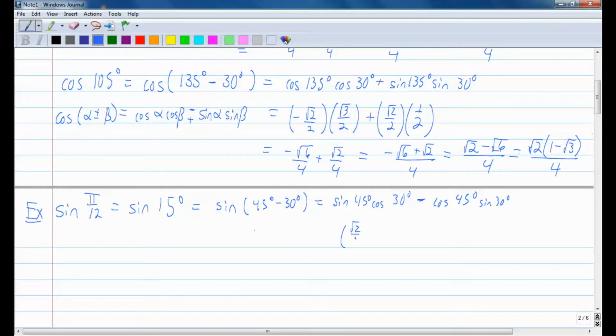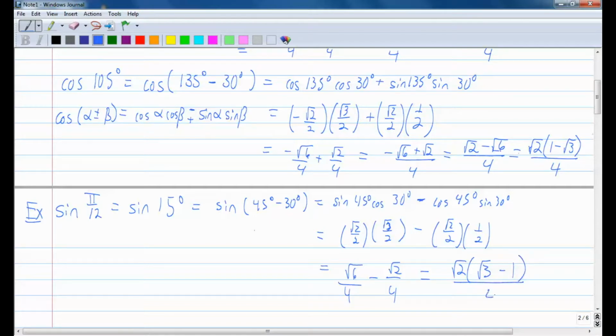The sine of 45 degrees is the square root of 2 over 2. The cosine of 30 degrees is square root of 3 over 2. And I have minus cosine of 45 degrees is square root of 2 over 2. Sine of 30 degrees is 1/2. So that's square root of 6 over 4, minus square root of 2 over 4, which is going to be square root of 2 times square root of 3 minus 1 over 4.